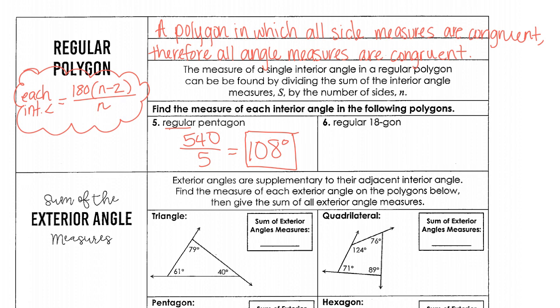For a regular 18-gon, we don't know what the sum is, right? All we did is up to a decagon. So what we're going to do is we're going to have to use the whole formula. We're going to have to take 180, multiply that with 18 minus 2, and then divide the whole thing by 18. And you get 160 degrees.